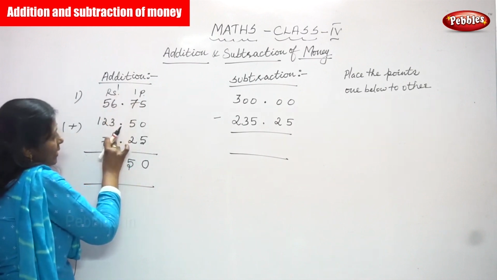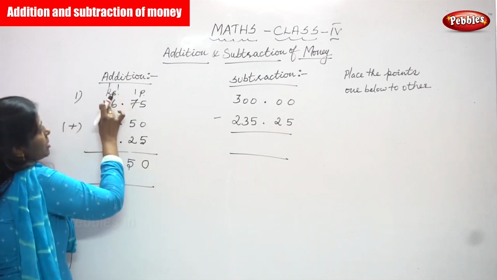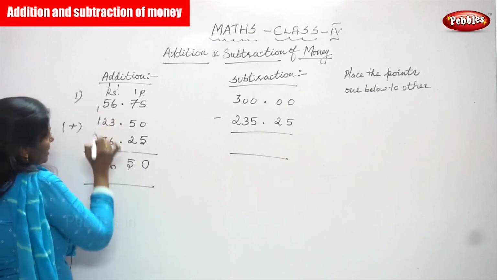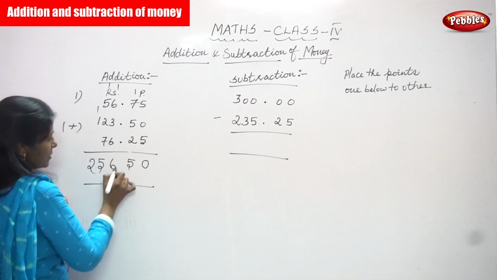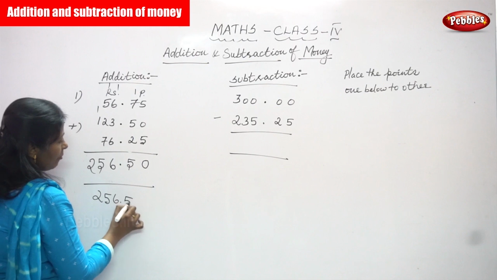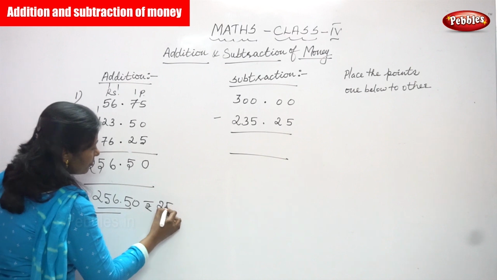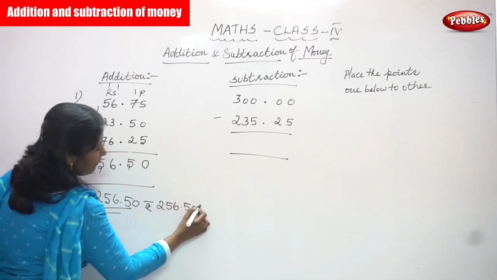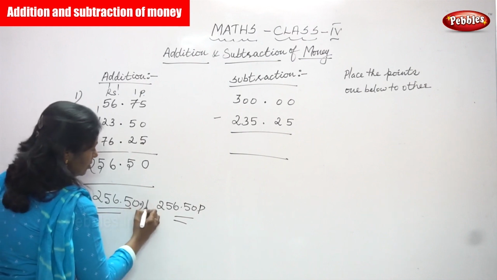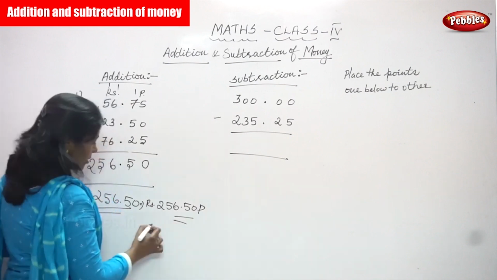7 plus 3, 10. 10 plus 6, 16. 6, and the carryover goes to the next place. So 5 plus 1, 6. 6 plus 2, 8. 8 plus 7, 15. 5, and the carryover goes to the next place. 1 plus 1, 2. The answer is, you have to put the point, 256.50. That means 256 rupees 50 pies. This is what you will write. Otherwise you can write like this.